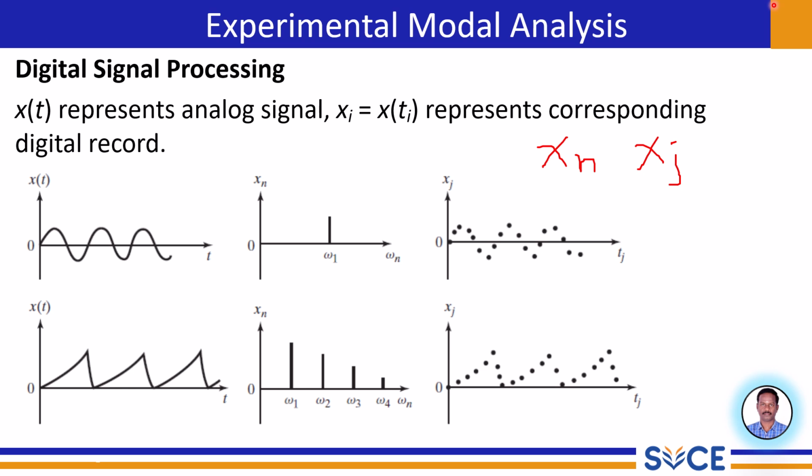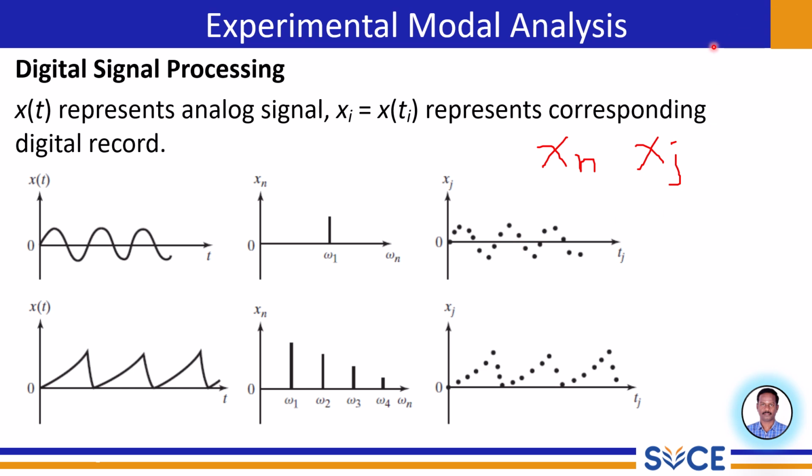On the right, in the top, we have another representation of the digital record, x of j versus t of j, that is, time with respect to j. This shows sampled values of the original analog signal at discrete points. The density of these points depends on the sampling rate we choose during data acquisition.